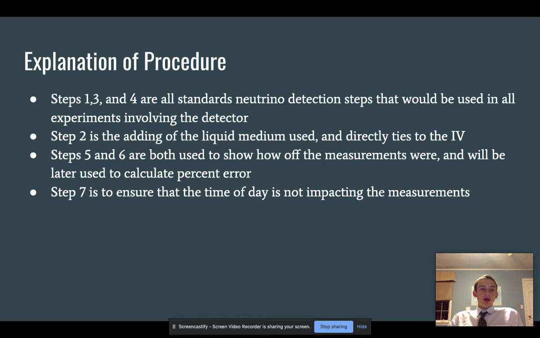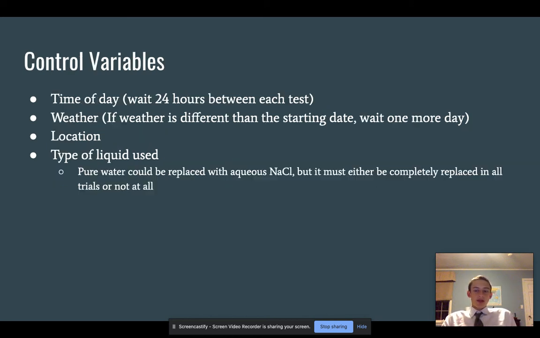And then step 2 is the adding of the liquid medium and directly ties to the independent variable, which is how altering the amount of water affects it. Steps 5 and 6 are both used to show how off the measurements were and will later be used to calculate the percent error. And then we can compare that between all the different values. And then step 7 is to ensure that the time of day is not impacting the measurements.